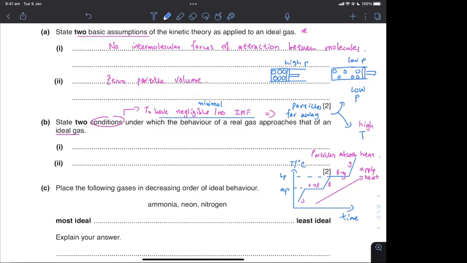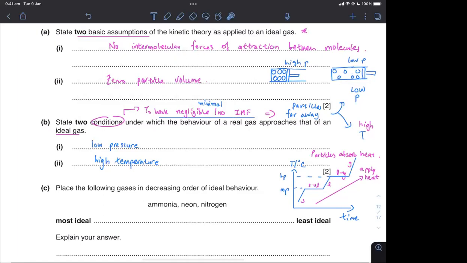Okay, so state the two conditions. Low pressure. They don't ask you to explain, but the question can very easily ask you to explain as well. So it could be a 4-mark question: state and explain the two conditions. In terms of pressure first, as you increase the pressure, you squeeze the particles closer together. So when they're closer together, the particles will have a stronger intermolecular force, therefore become less ideal.